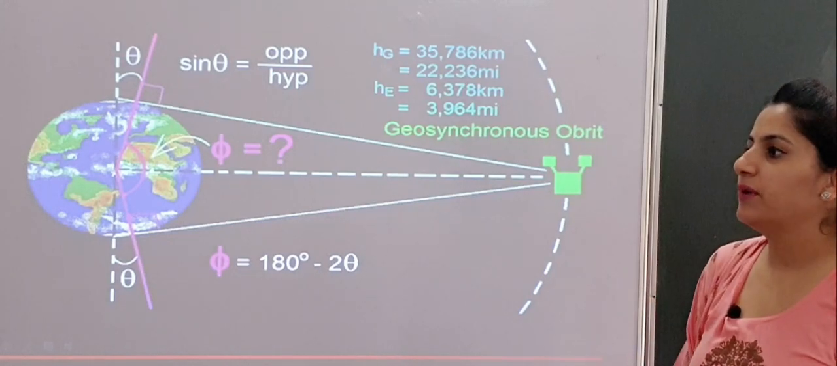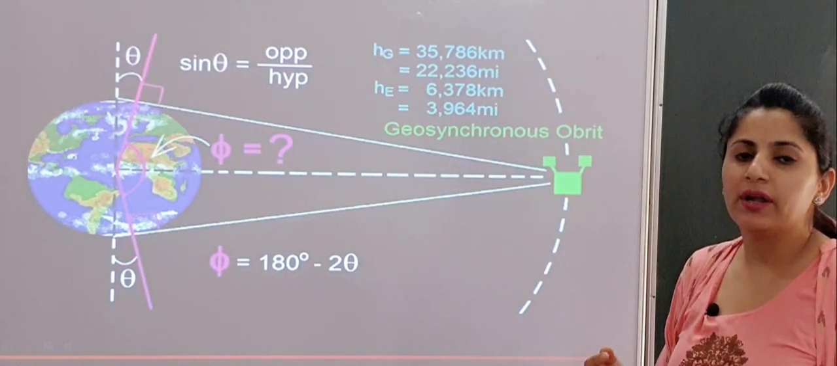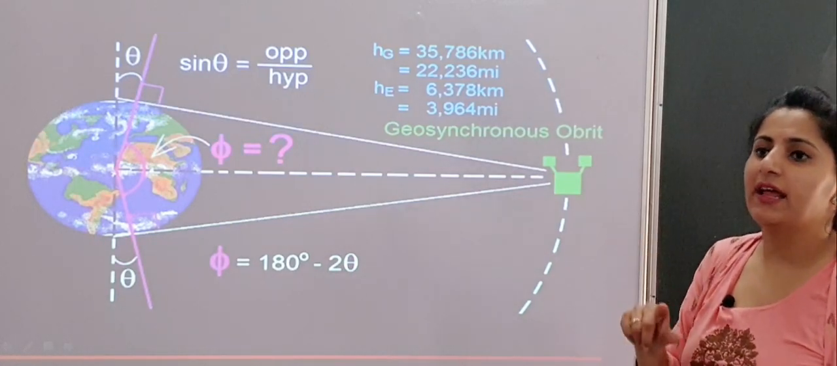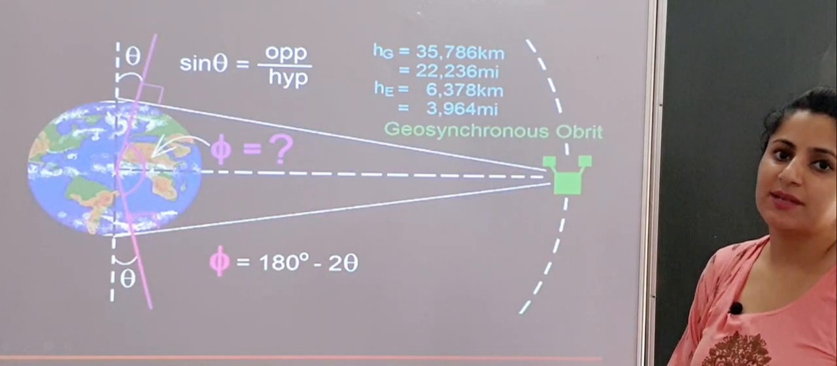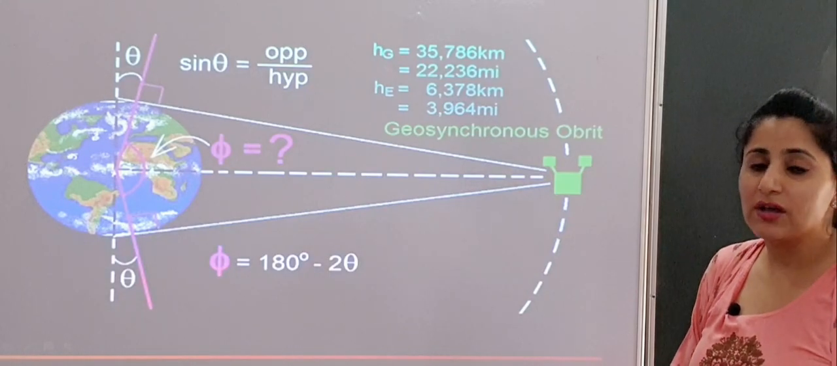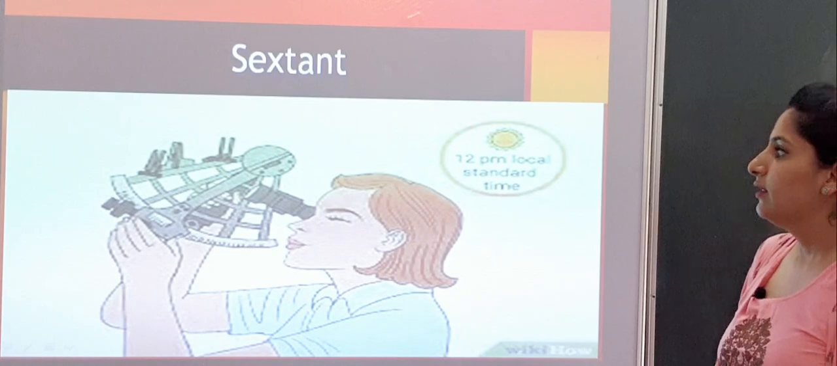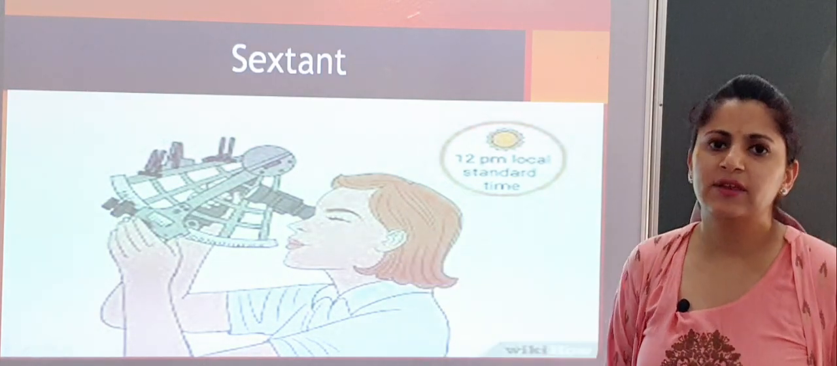Even the space shuttles, whatever satellites are launched from the earth, they are set up in their orbit using the concept of trigonometry, the concept of angles and the triangles which are formed there. The sextant, this you might have seen very well.